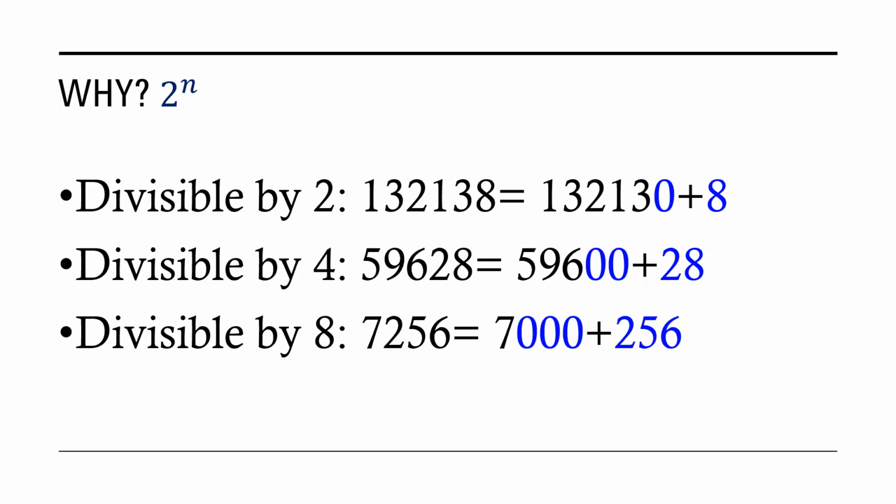If I want to check divisibility by 4, I only have to check the last 2 digits, because everything except for the last 2 digits is a multiple of 100, which is automatically divisible by 4. If I want to check for divisibility by 8, I check the last 3 digits, because everything else is going to be a multiple of 1,000, which is automatically divisible by 8.